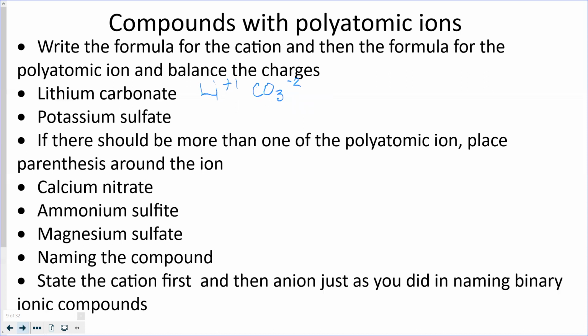And just like we did with other ionic compounds, we are going to crisscross. So the 2 from carbonate is going to go down as the subscript from lithium. The 1 from lithium goes down as the subscript for carbonate. Now, that does not change the formula for carbonate. It just tells us that we have 1 carbonate. So we don't do anything to the subscript of that polyatomic. We write it as is. So that is our final formula for lithium carbonate.